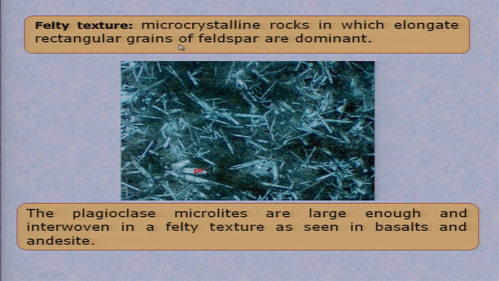Then felty texture. Felty texture is a texture which contains microcrystalline rocks in which elongate rectangular grains of feldspar are dominant. The plagioclase microlites are large enough and interwoven in a felty texture, as in basalts and andesites. These two types of textures are commonly found in two types of rocks, which I have already stated earlier: basalt and andesites.